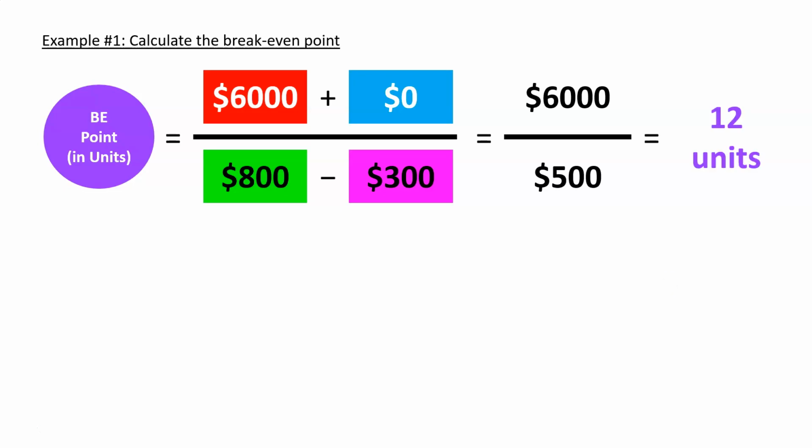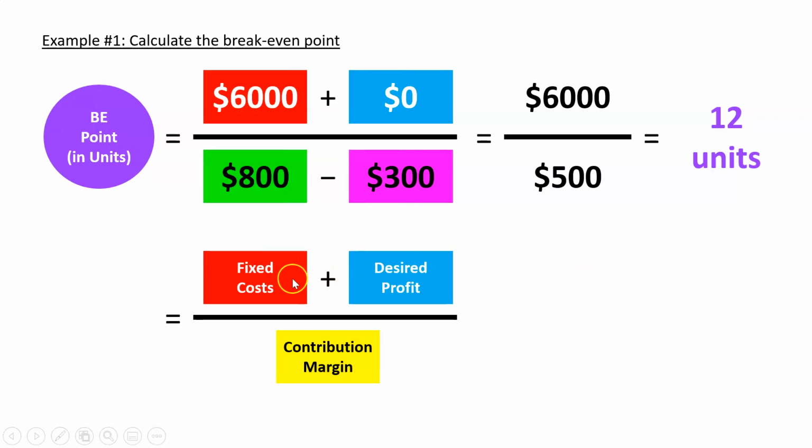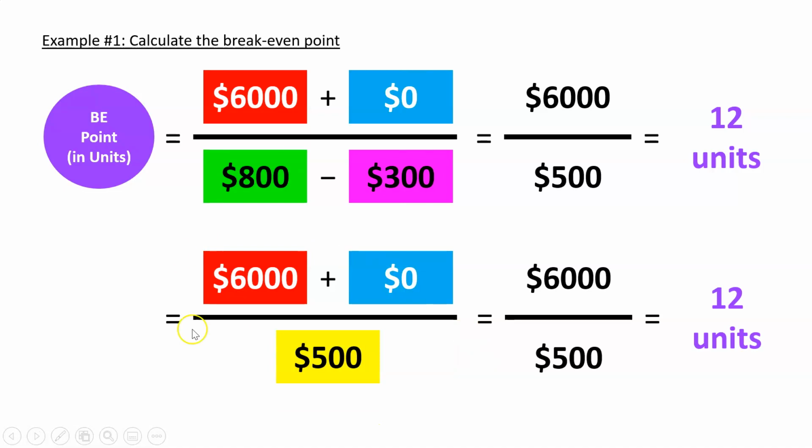Now, the other way we could have done that was we could have taken a bit of a shortcut and used the same formula, fixed costs plus desired profit, and just divided by that contribution margin. We'd actually get the exact same result. It's just a question of which method do you want to use and which figures do you have.